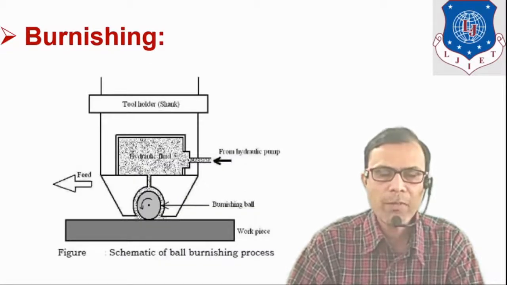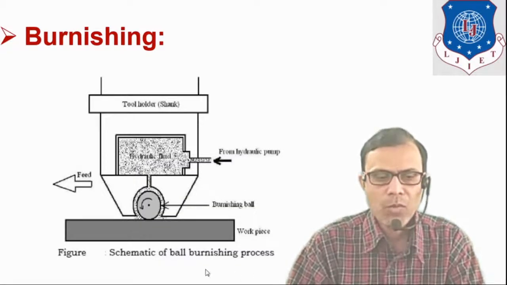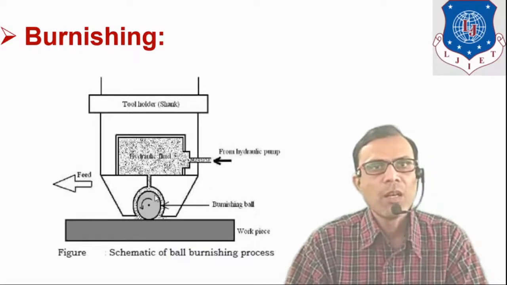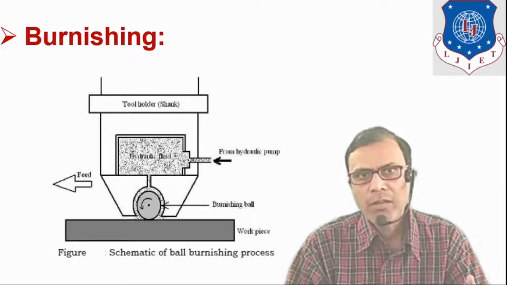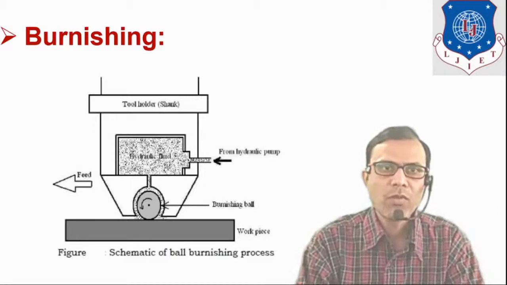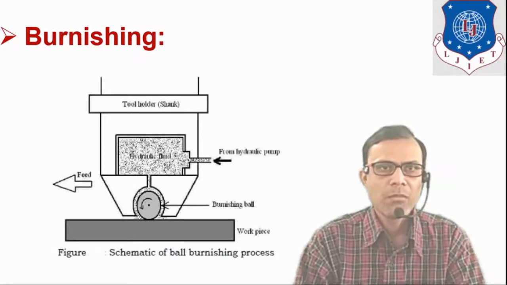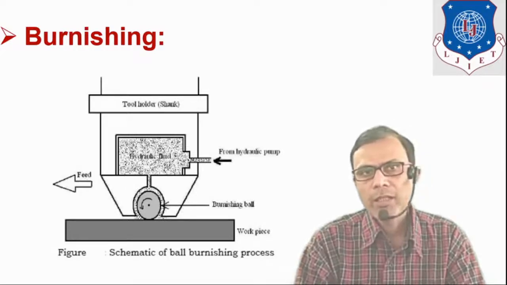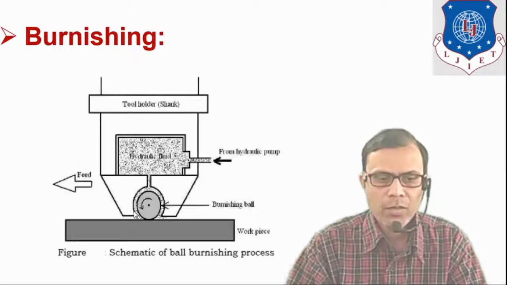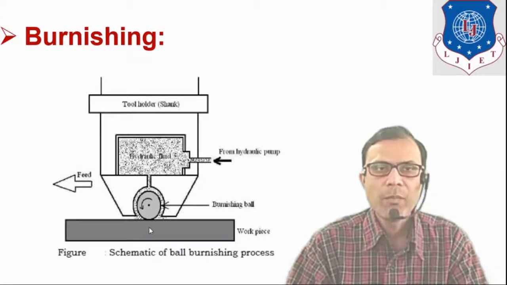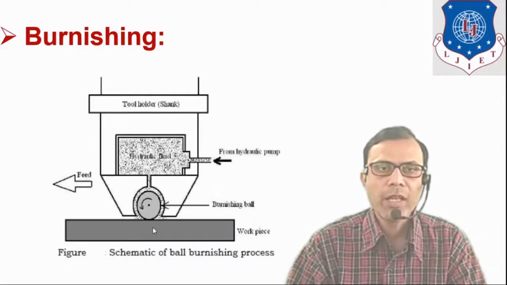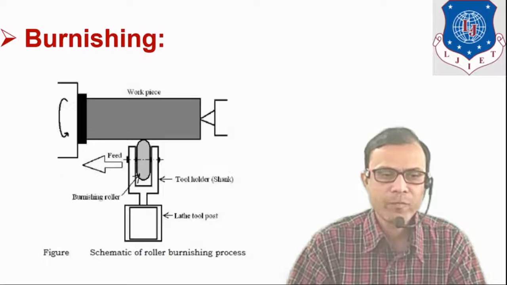Now there are two types. First type is known as the ball burnishing process, in which spherical balls are used for the purpose. But whenever we carry this type of process, it is necessary to have the continuous flow between the rubbing surfaces, between the balls and the workpiece. So here hydraulic fluid is provided, and continuously it is provided between the rubbing surfaces. So by that action, we can achieve the surface finishing.